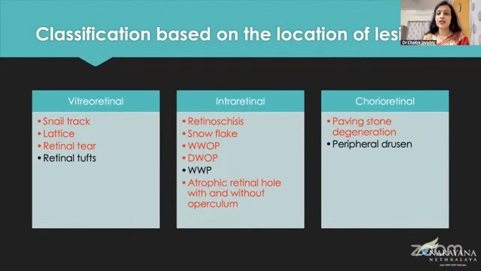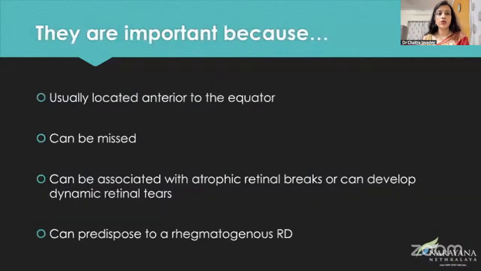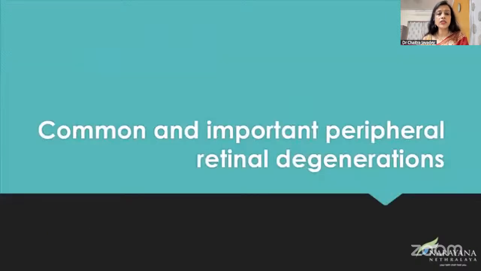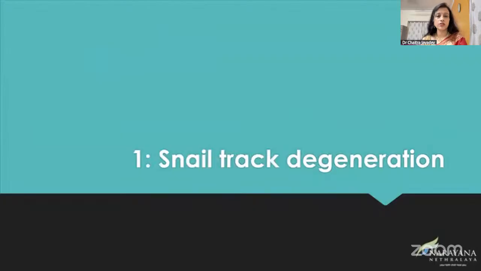Now, why exactly are these lesions important is because they are located anterior to the equator and they can be easily missed. They can be associated with atrophic retinal breaks or can even develop a dynamic retinal tear and hence can predispose to a rhegmatogenous RD. So let's look at some of the common and important degenerations.